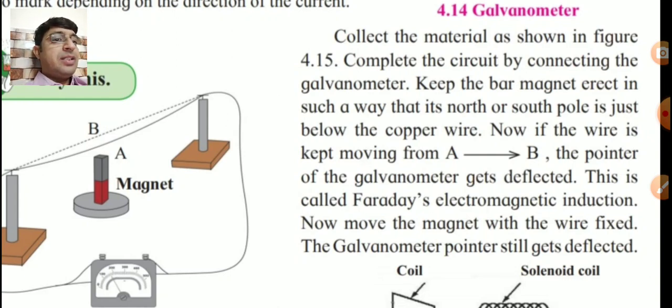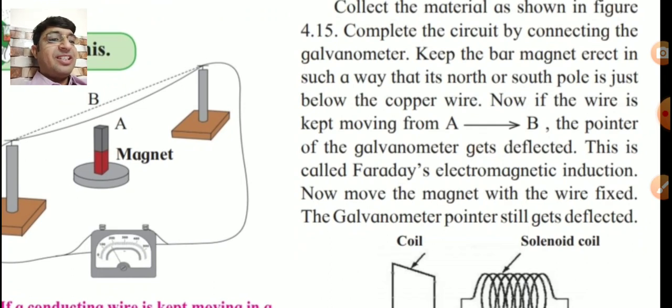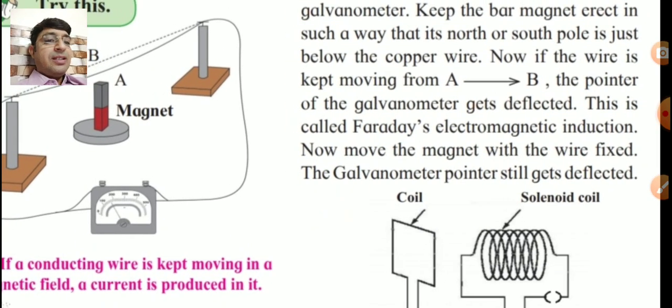Now, if the wire is kept moving from A to B, the pointer of the galvanometer, okay, that instrument is a galvanometer. What is the use of galvanometer? To detect whether current is present in the circuit or not. For that purpose, after moving that magnet, if current is produced in this wire or conductor, that is shown with the help of this galvanometer. Okay, so galvanometer gets deflected if current is produced. This is called Faraday's electromagnetic induction. What is this called as? Faraday's electromagnetic induction.